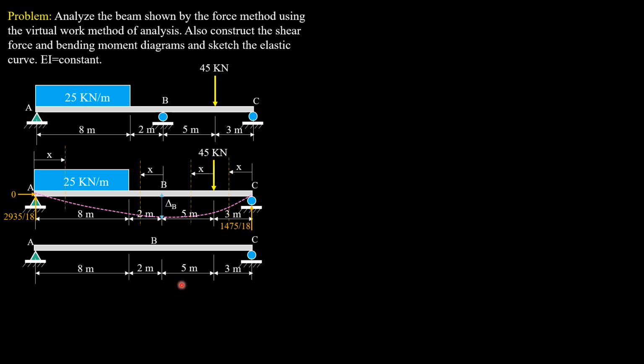This is for the unitless load. We apply an upward unit load at B. Then the reactions at A and at B would be downward 4 over 9 and 5 over 9. You can compute the 4 over 9 by summing up moments about C, and the 5 over 9 by moments about A. Then we have the same sectioning.